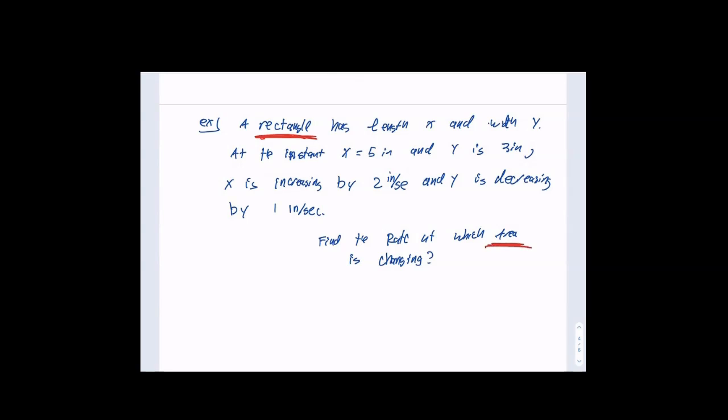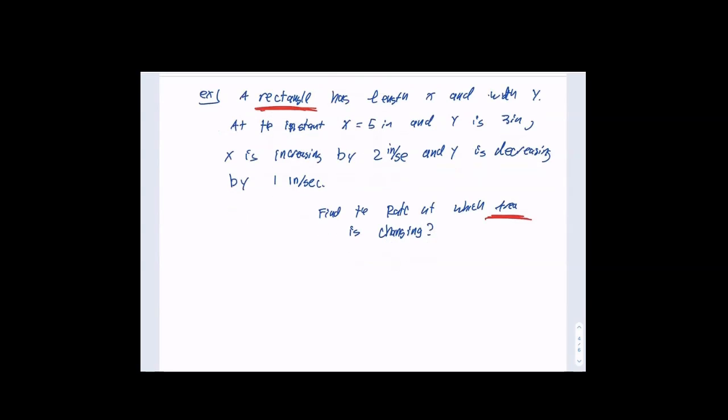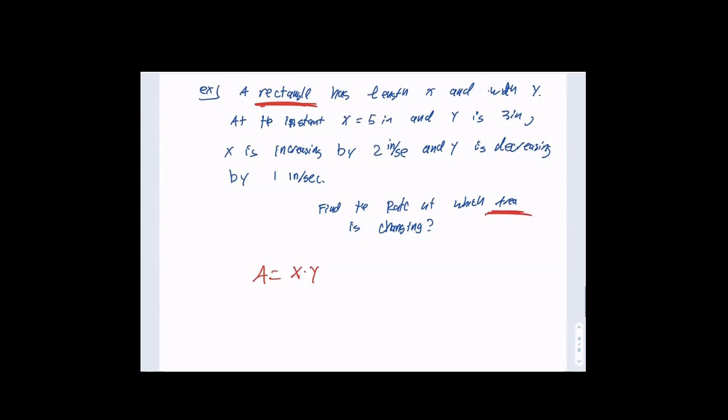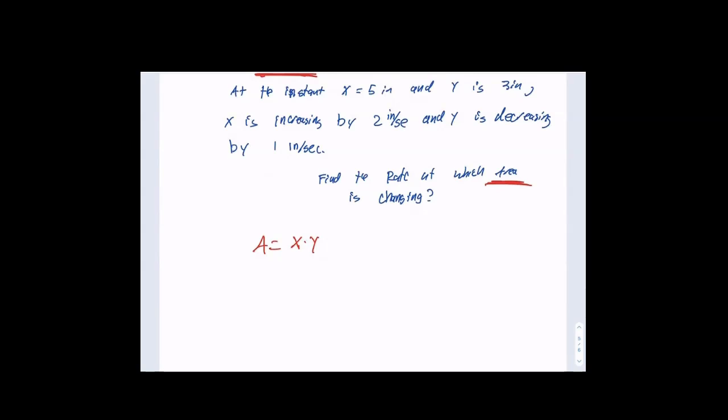All right. So I need to know area equals length times width. Length is x, and width is y. So what should I use? X times y. I'm just substituting the letters that are in there. All right, so that's my formula. This is the first thing I need to know.